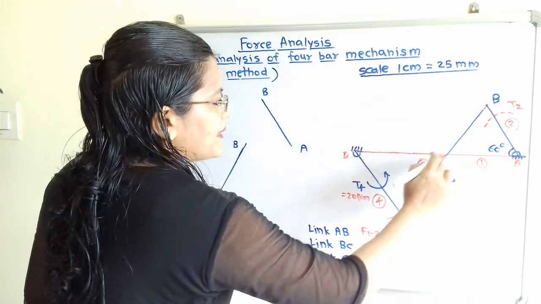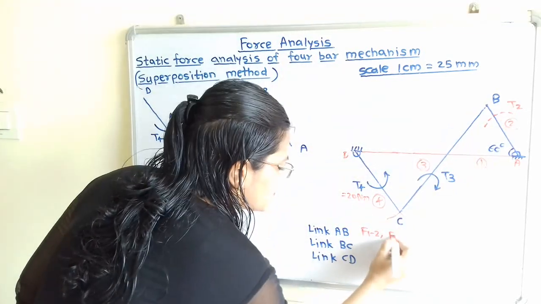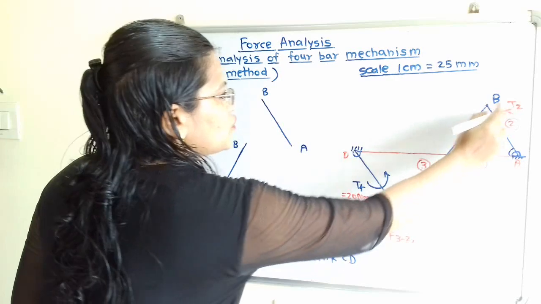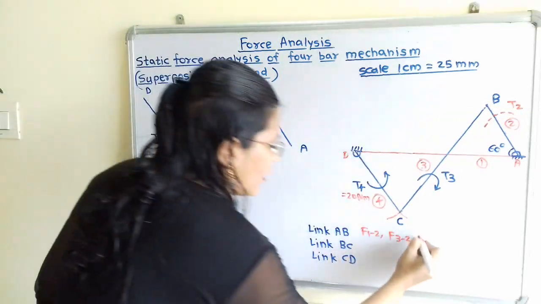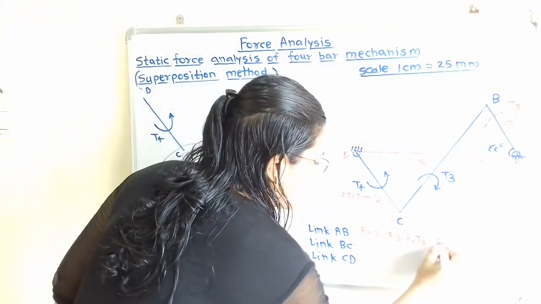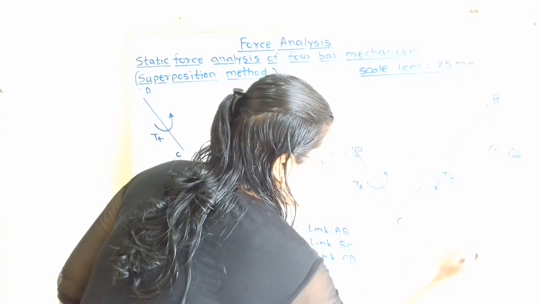Through this point B, f of 3 to 2. And there is torque T2 that we have to find out. So this is a 2 force and 1 torque member.